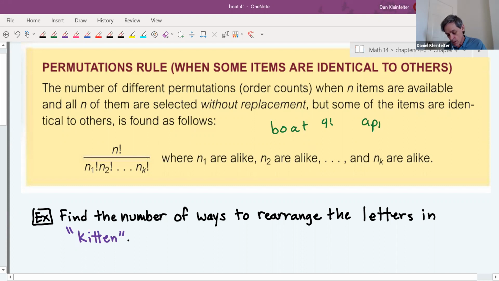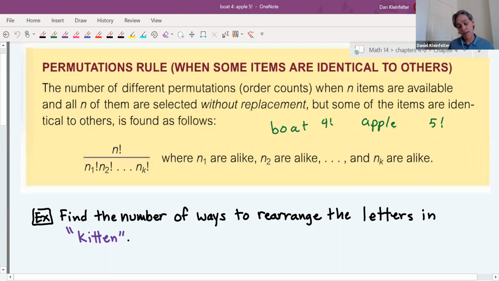But what about the word apple? Here, if I change the E and the L, that's going to form something that looks different, and so that would count as another permutation. But I can't really just say that would be 5 factorial. Why? Because let's say I swap the 2 P's. If you switch the 2 P's, it's not going to create something that looks different, and so we need to account for that. That's what this is about.